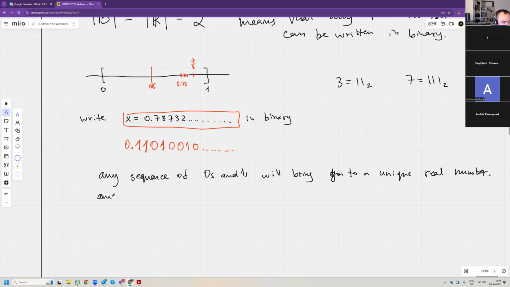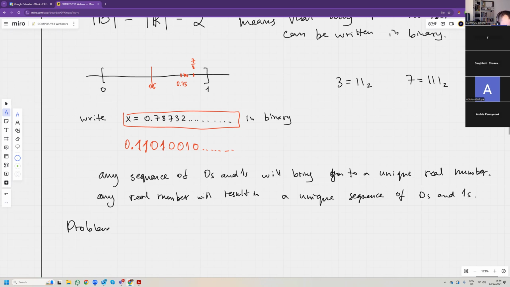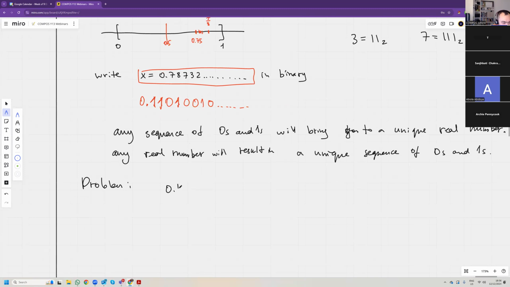And any real number will result in a unique sequence of ones and zeros. So there is a problem. The problem is the borderline cases. So 0.5, 0.75, 0.25, they don't work. So we have to exclude them.